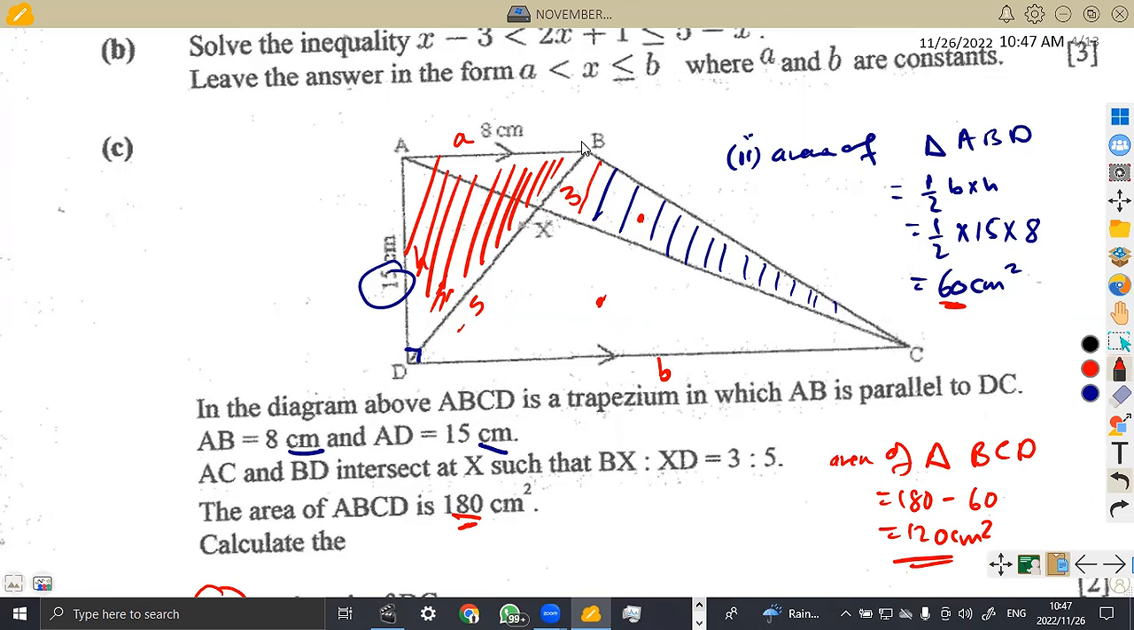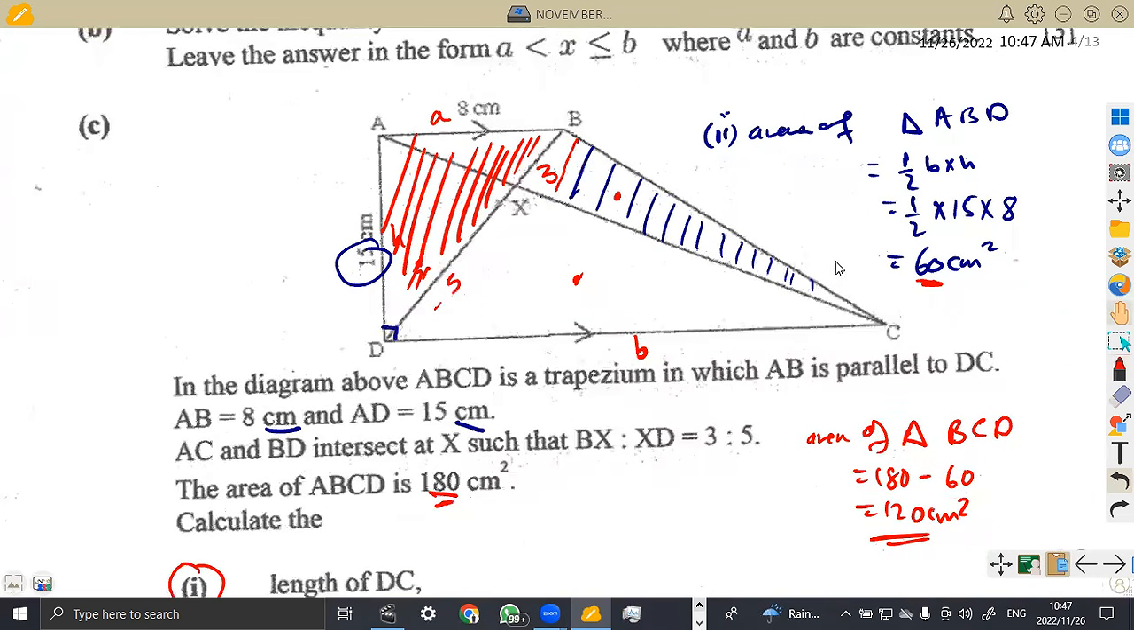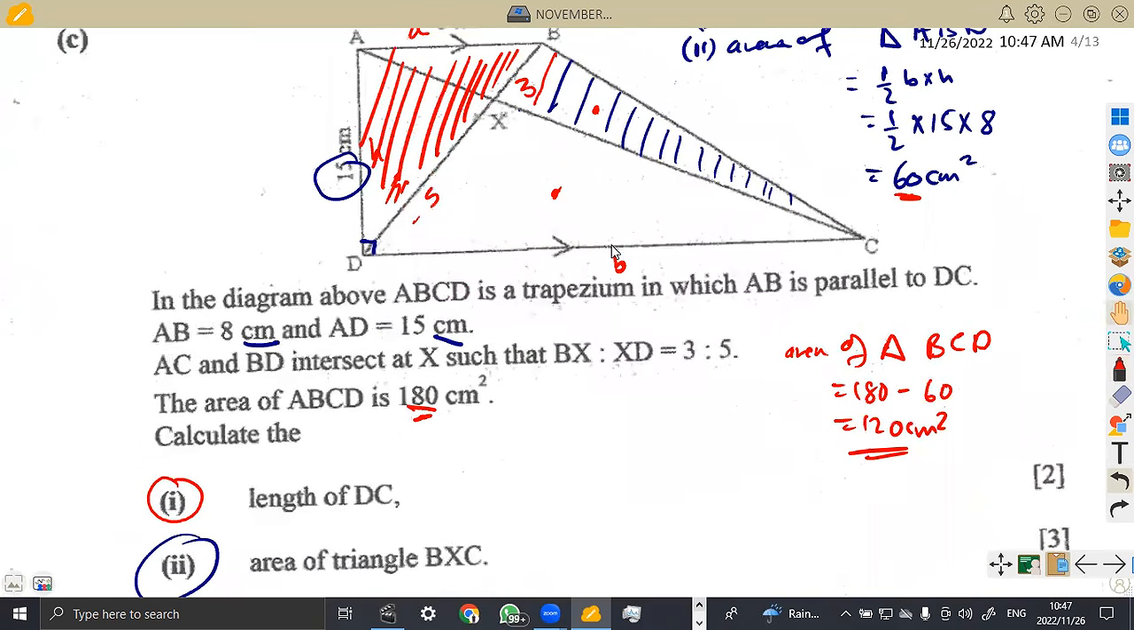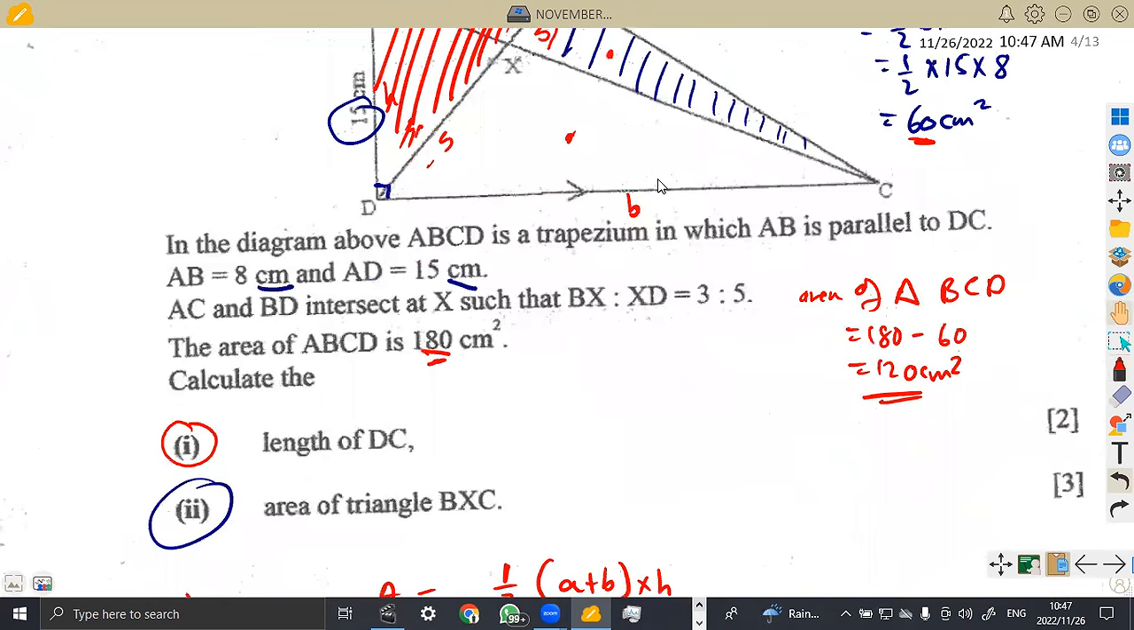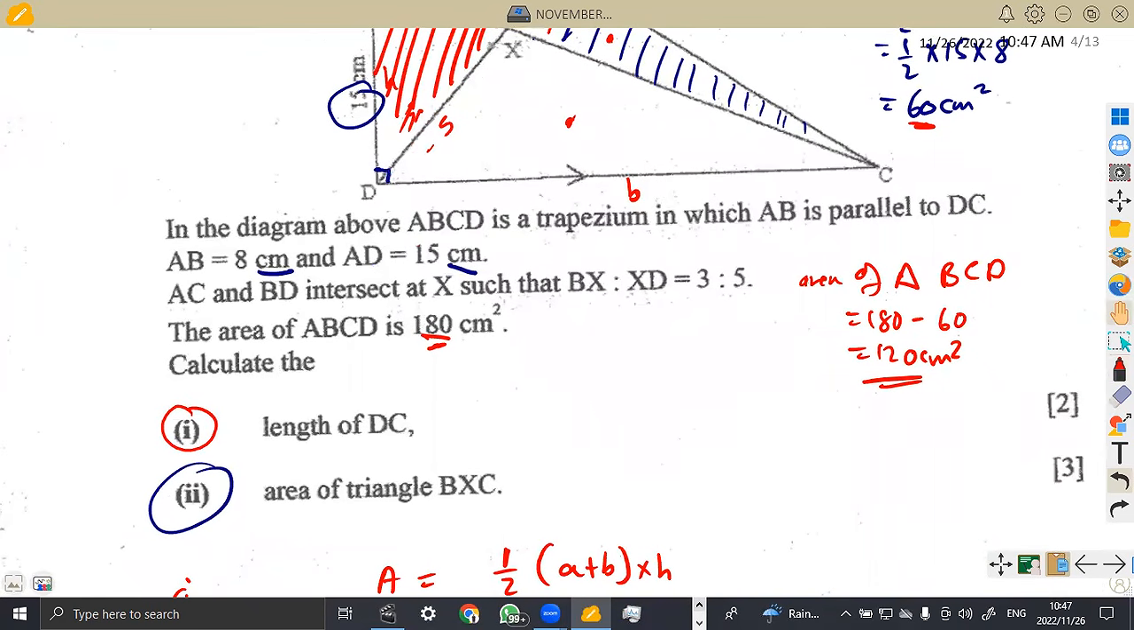So here, the BXC, the one that we are supposed to calculate. This area that we see, it has got 3 according to the side. So this area, it is going to be 3 over. Now let's check what we have.